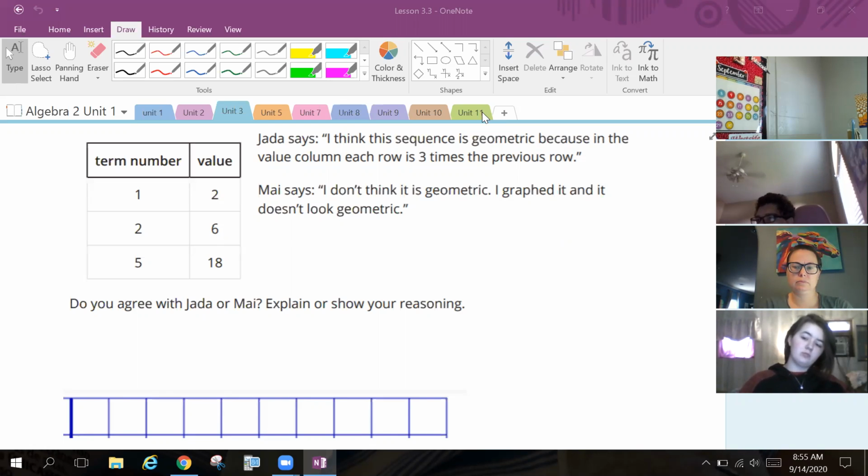Okay, so what we're focusing on today is being able to determine the difference between arithmetic and geometric, right? One thing we know for sure is it's got to be the same consistent common difference or common growth factor.